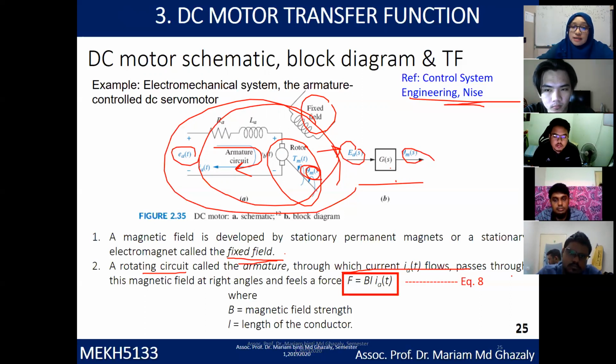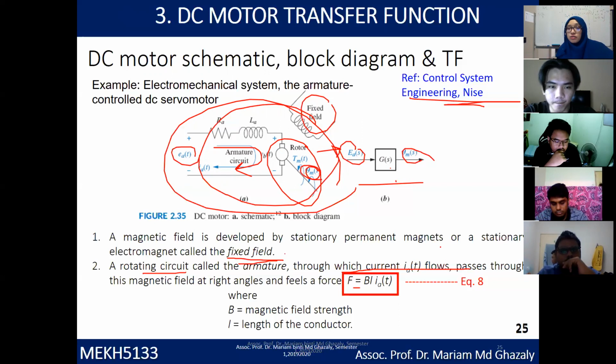So how to calculate that is that you have the force F equal to B, the magnetic field strength, times l, the length of the conductor, meaning your coil conductor, times Ia. Ia is the armature current. So we take it as equation 8. I took this from my previous class when I was teaching electromechanical systems to undergraduates. There were a few examples in the previous one, but they were mechanical dynamics. So now we start with equation 9.